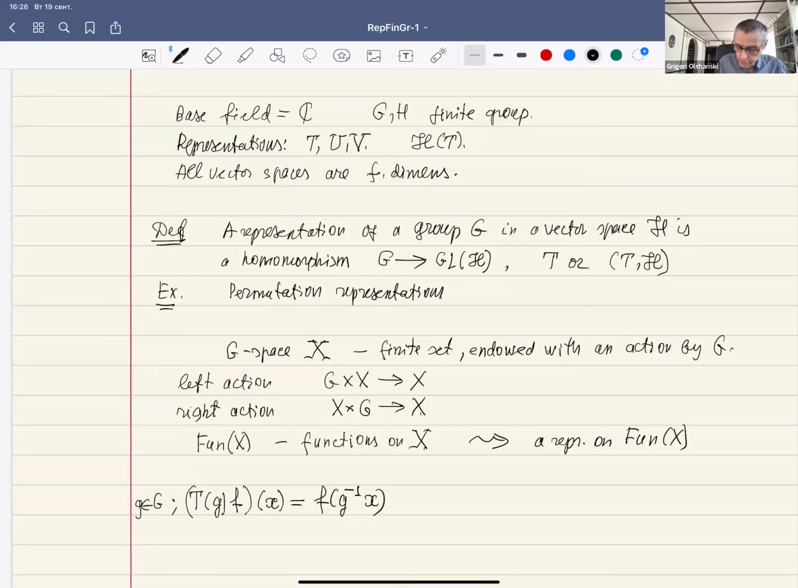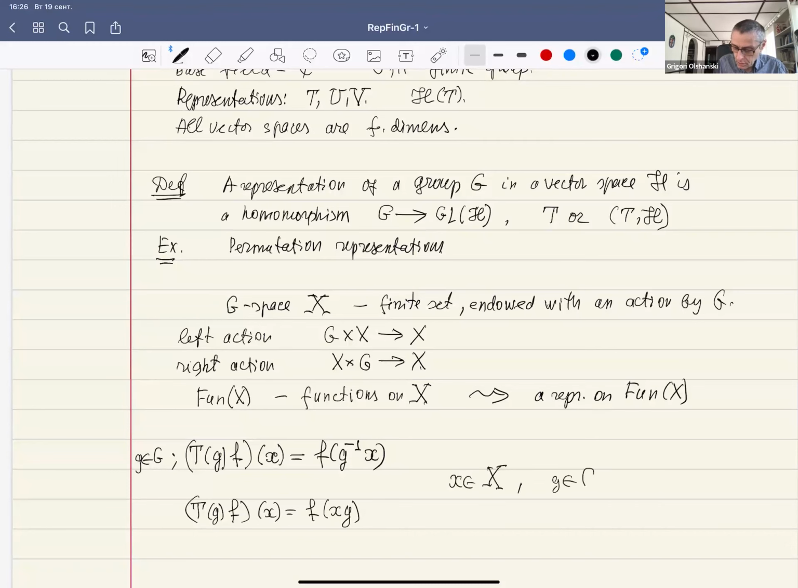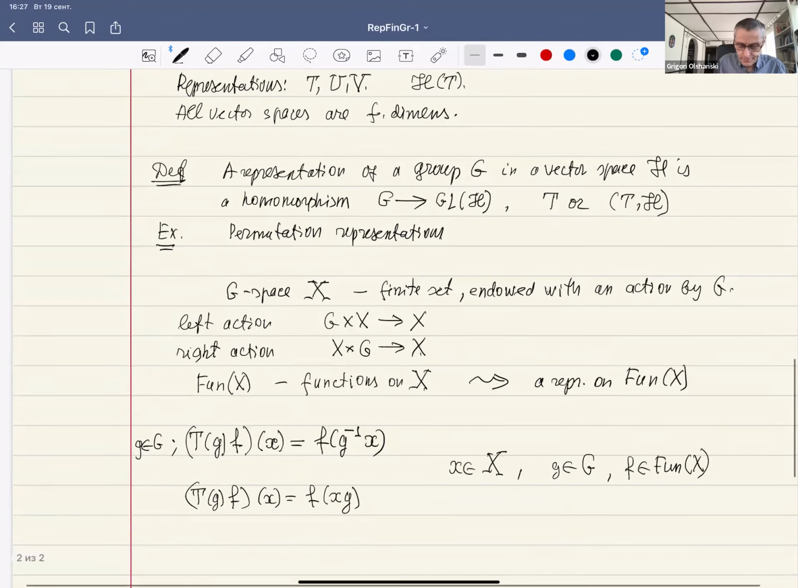This is the usual rule. Or in the case of a right action, the formula is as follows: sometimes it's convenient to deal with a right action, which depends here on the point of our set, and g and f. And some questions? Yeah. Okay.